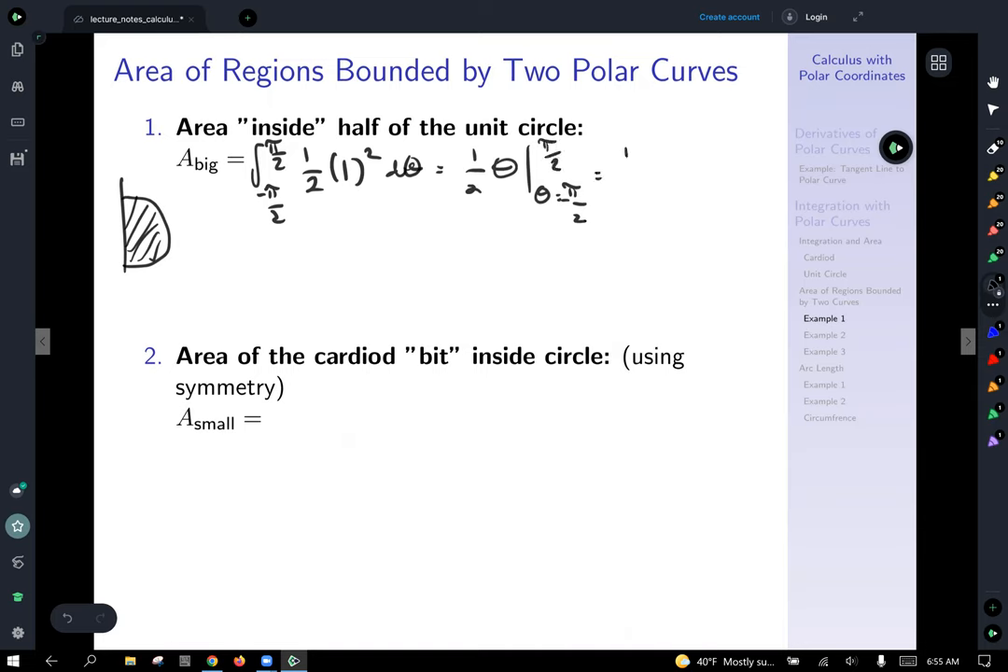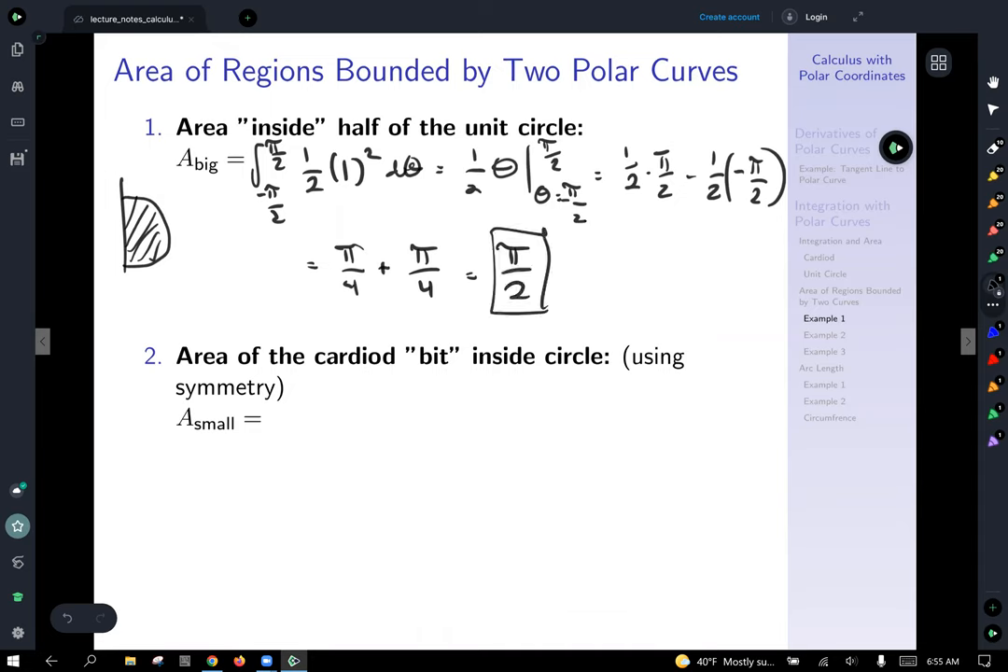And we get 1/2 times pi over 2 minus 1/2 times negative pi over 2, which gives us pi over 4 plus, negative times negative is positive, pi over 4. 2 pi over 4 reduces to pi over 2. So that is the area of half of our unit circle. That's this area. Now, what do we want? We want to take away the area of that cardioid, these two bits.